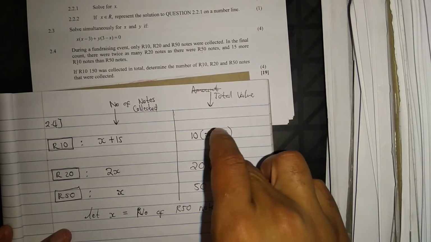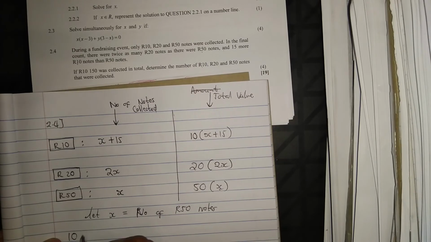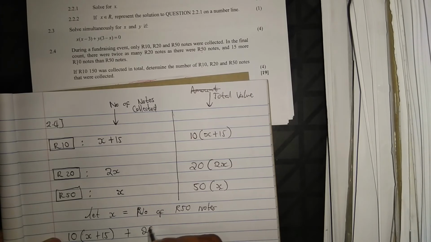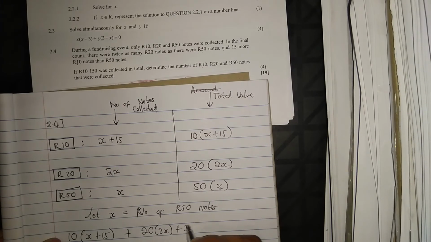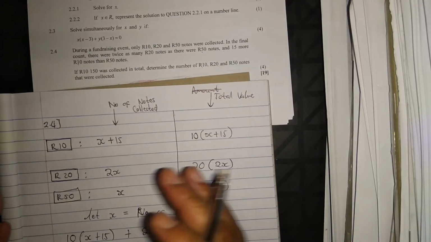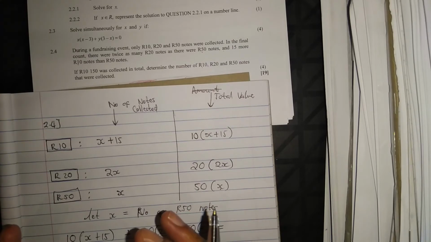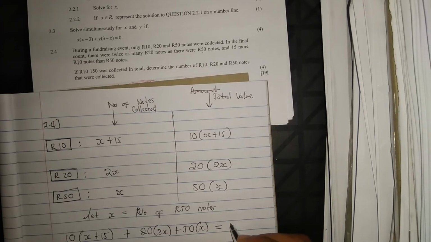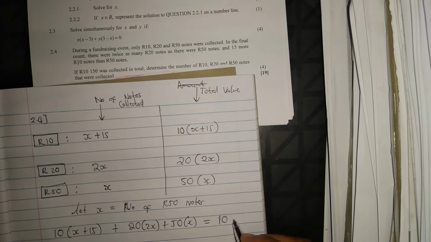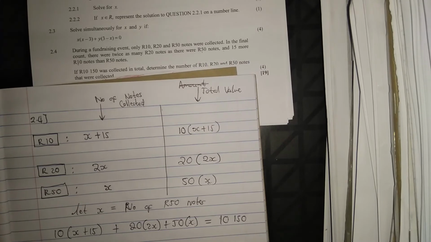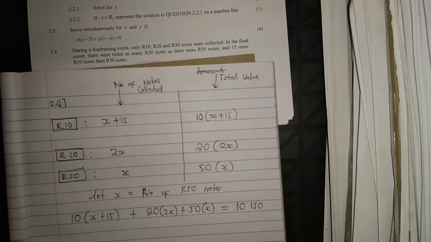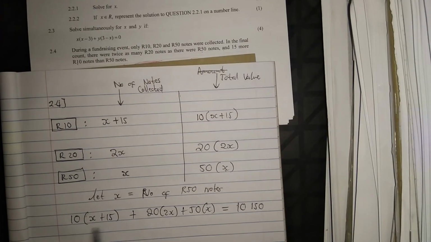So we add the total values: 10 open bracket x plus 15 close bracket, plus 20 open bracket 2x close bracket, plus 50 open bracket x close bracket. I must get the value for all the notes collected, which is 10,150. So now, since we have the equation, we need to calculate for x.